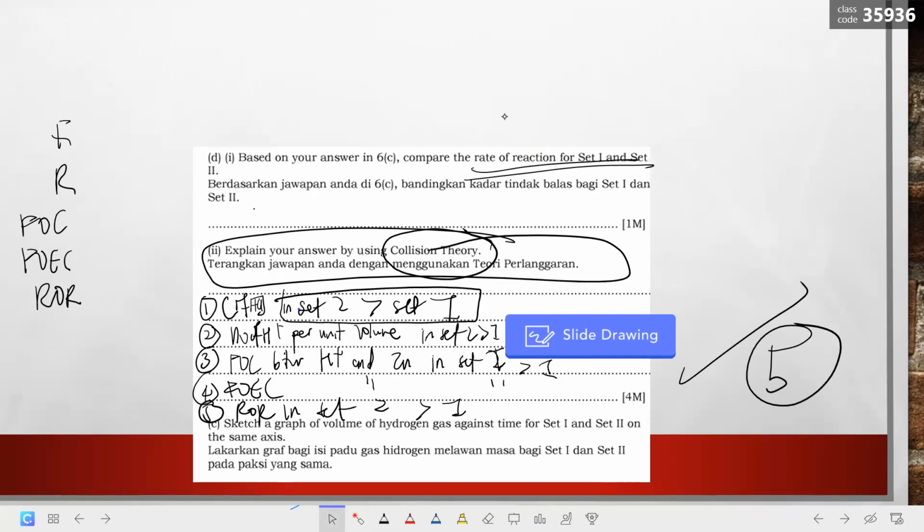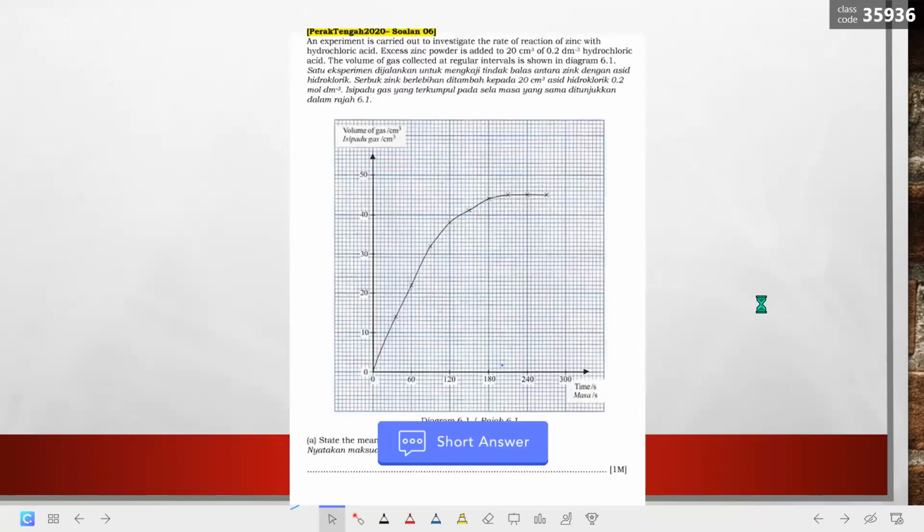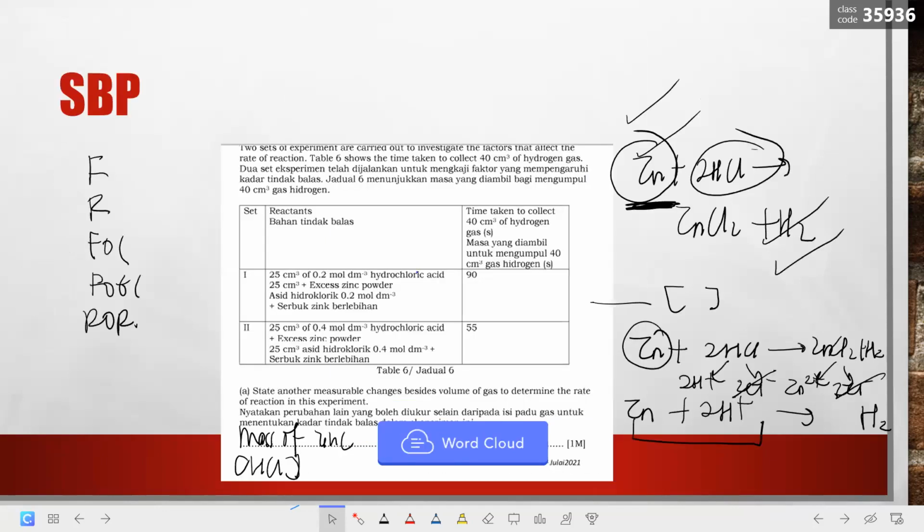Now, your favorite part, class? Sketch the graph of volume of hydrogen gas against time, for set 1 and set 2, on the same axis. I will show you the readings so you know how to draw it. Okay, sketch me this graph, both set 1 and set 2.